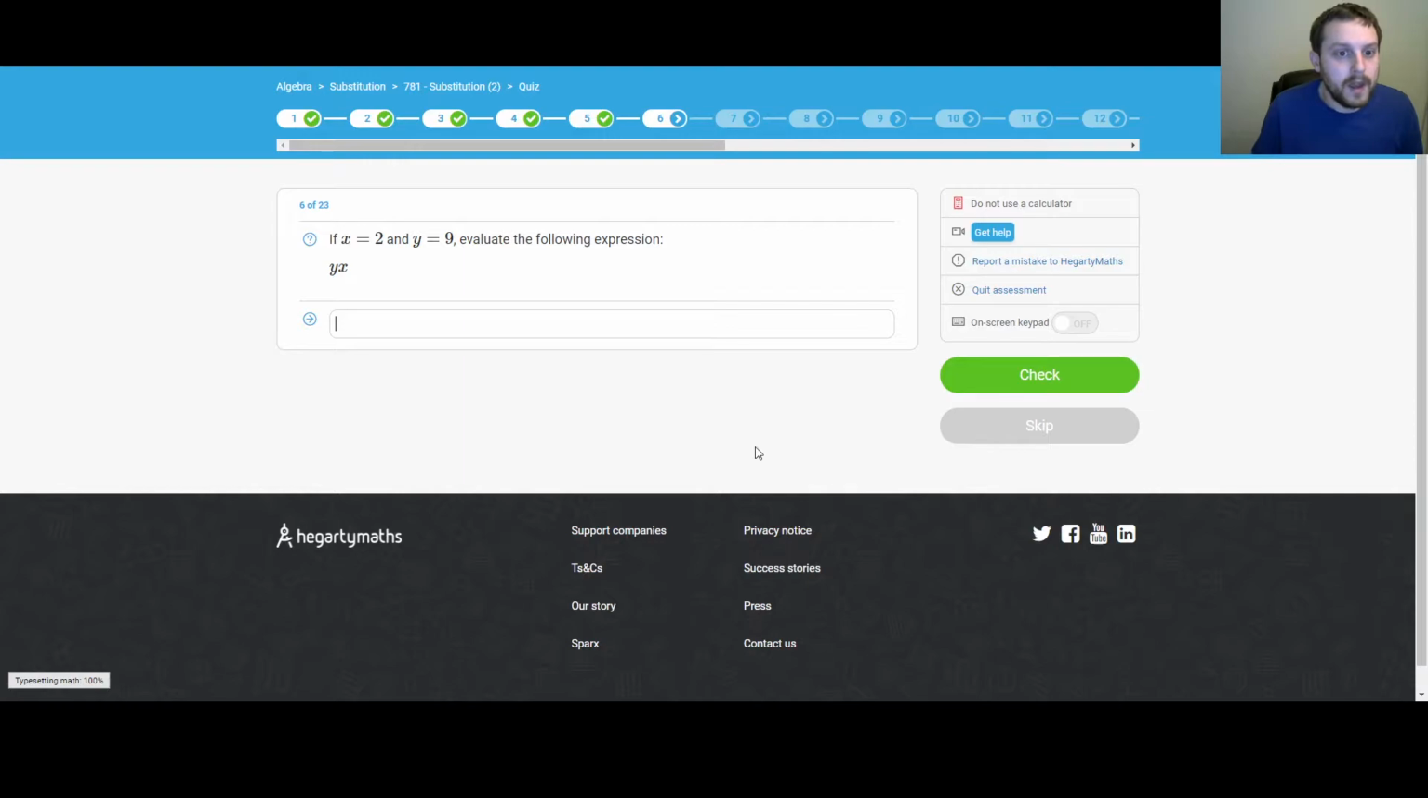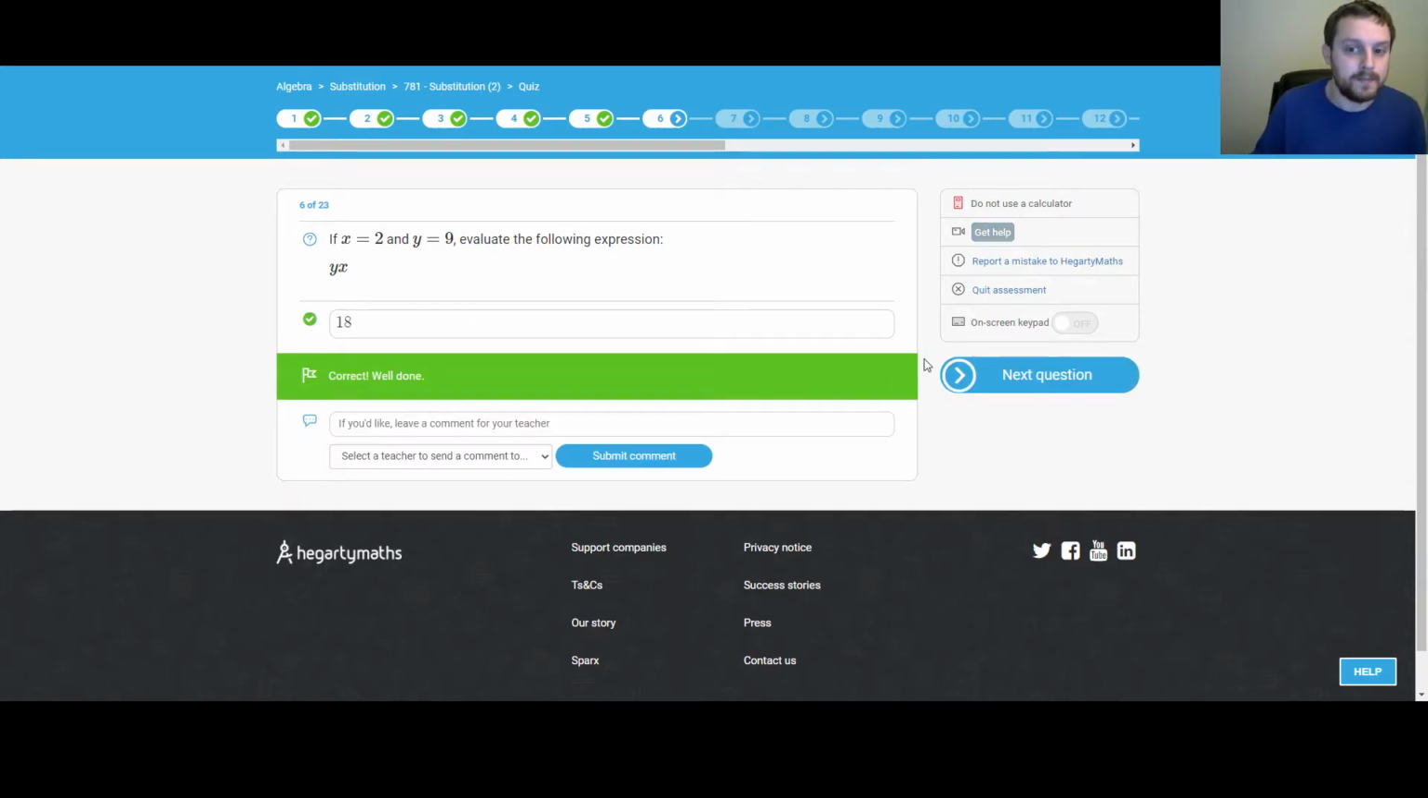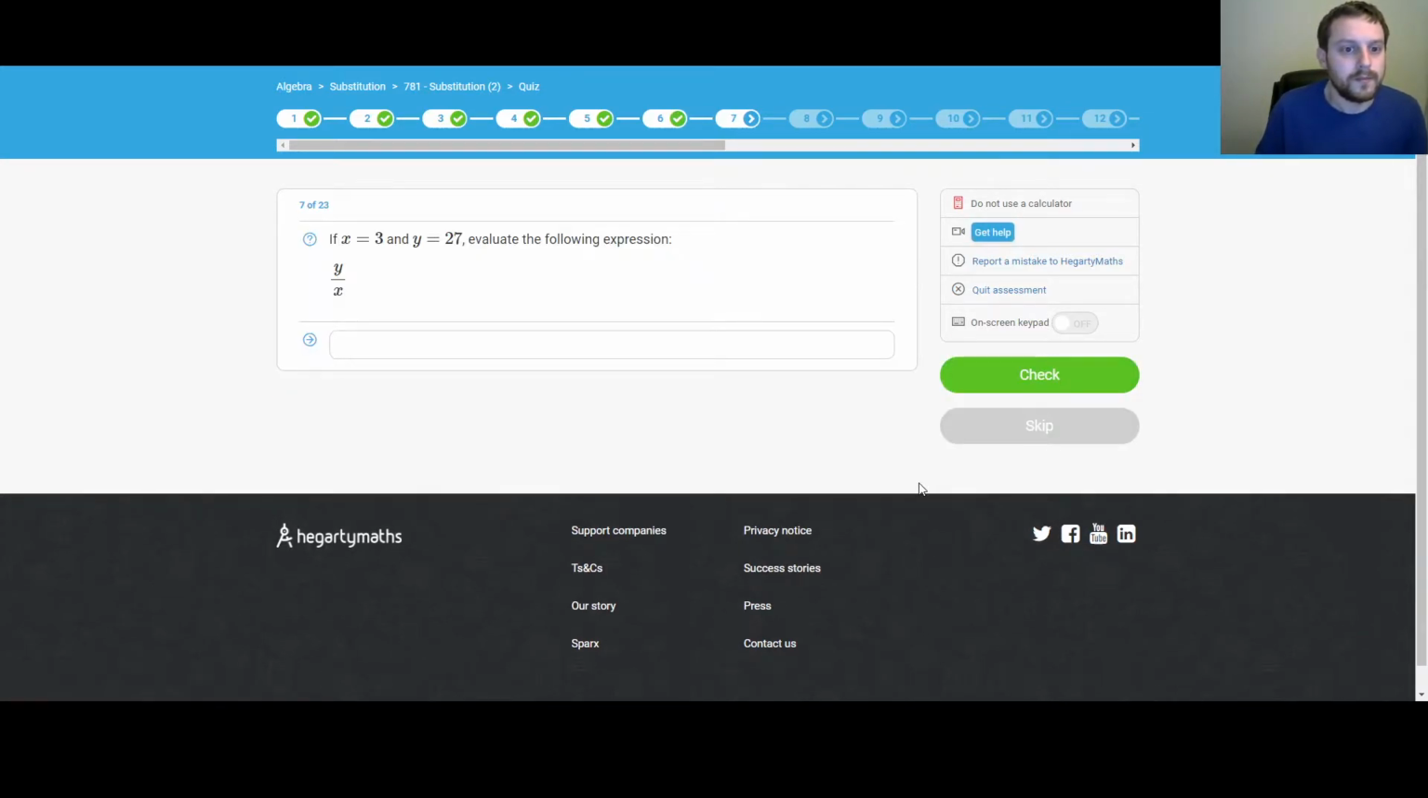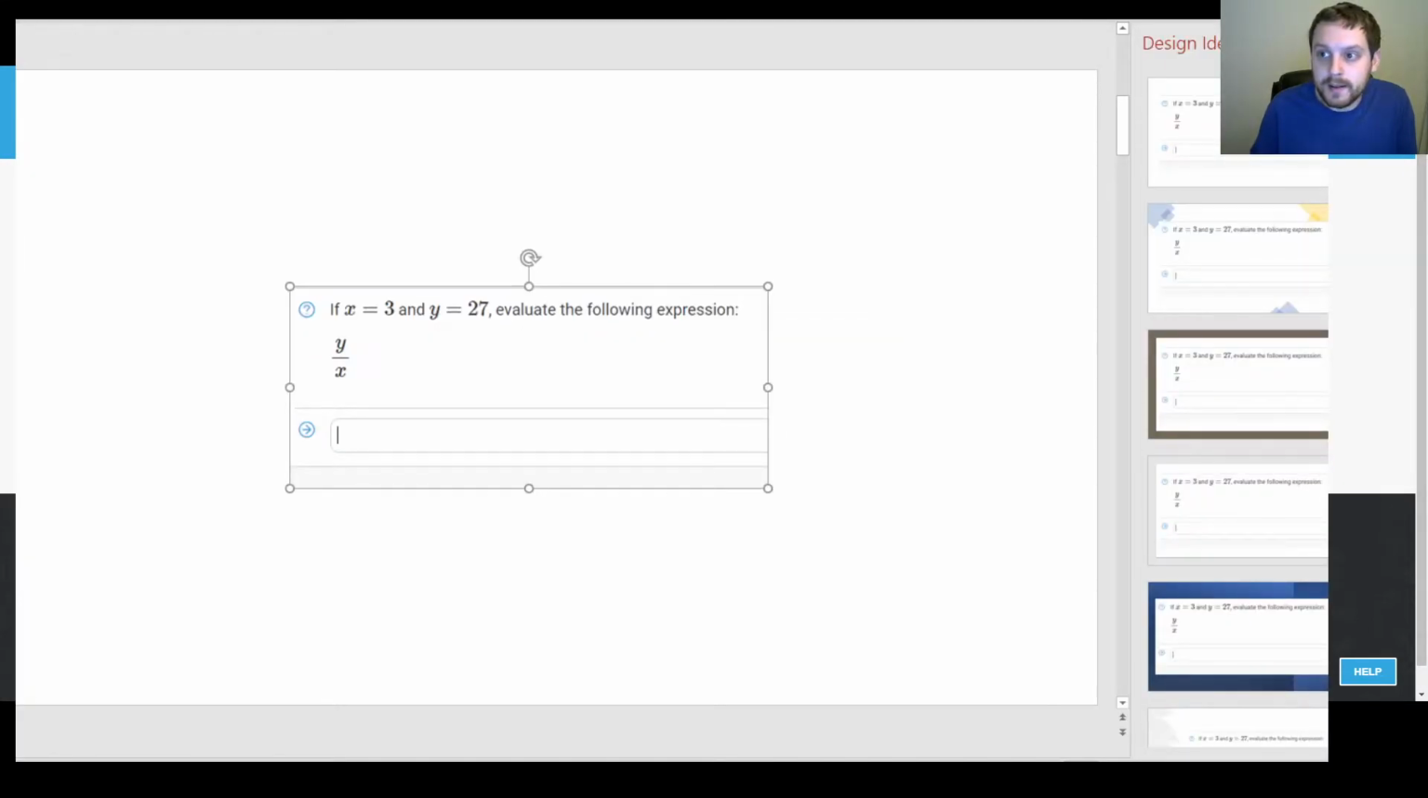Right, great. Right, this one here will be 9 times 2. When there isn't a symbol in between, it means timesing. So 9 times 2 is 18. Right, this one. I'll take a screen capture of this and explain this one on the PowerPoint slide as well. Obviously, I need to show you it. There you go.